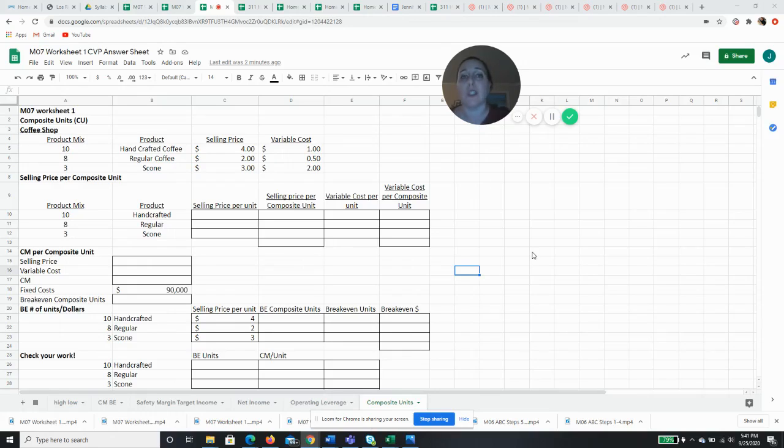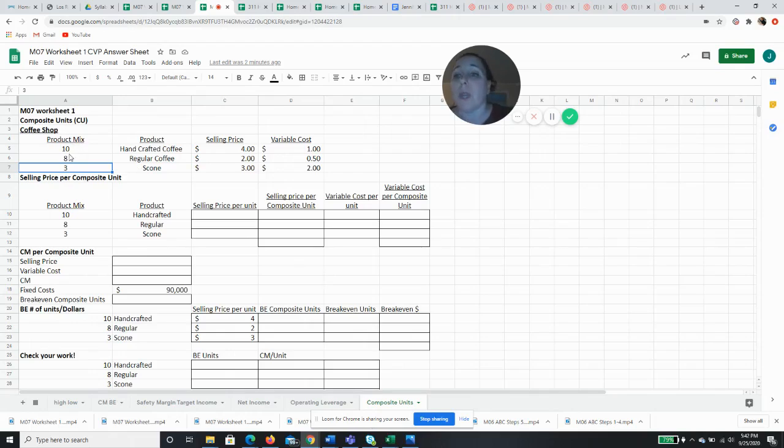And our composite unit has 10 handcrafted coffees, 8 regular coffees, and 3 scones. Now, how did we come up with that? We have to know our product mix. And the product mix is not something we set. This is determined by our customers and their buying habits. And we cannot change it unless we do something to change the buying habits of our customers, like maybe change our pricing or advertise something more. But for now, we're going to assume that we don't do that.